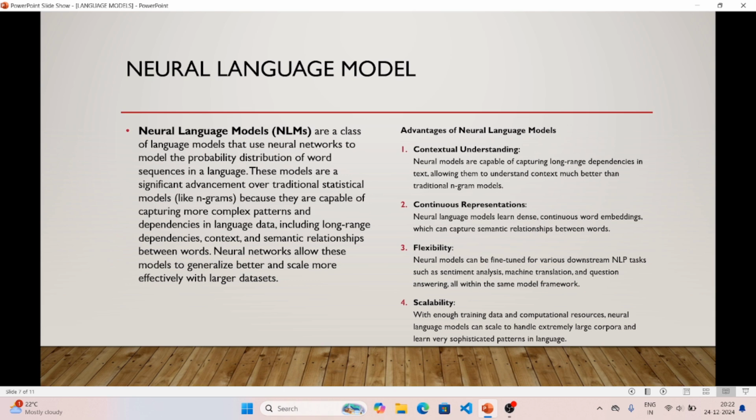Advantages of neural language models. Contextual understanding: they can understand the full meaning of a sentence, not just a few nearby words. Continuous representation: they turn words into numbers that show how similar or different words are in meaning. Flexibility: they can be used in many different tasks without needing separate models. Scalability: they get better as they learn from more and more data.